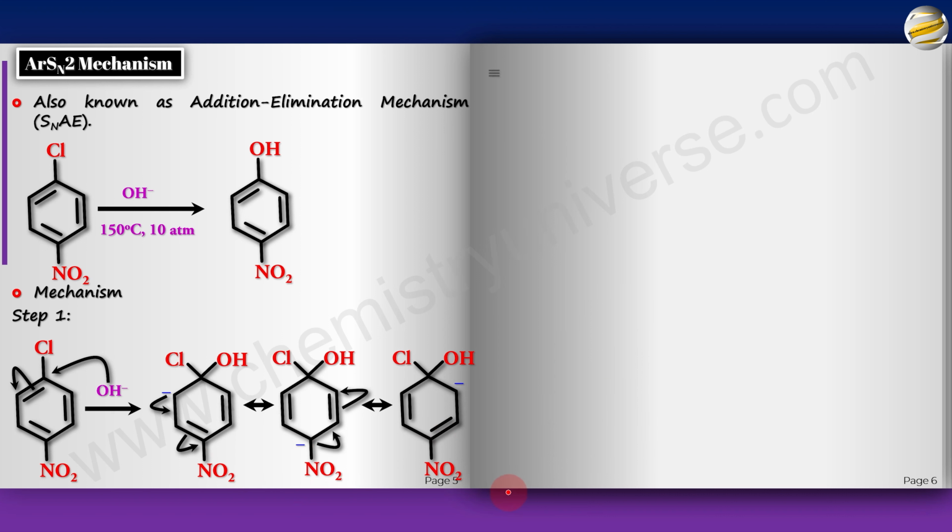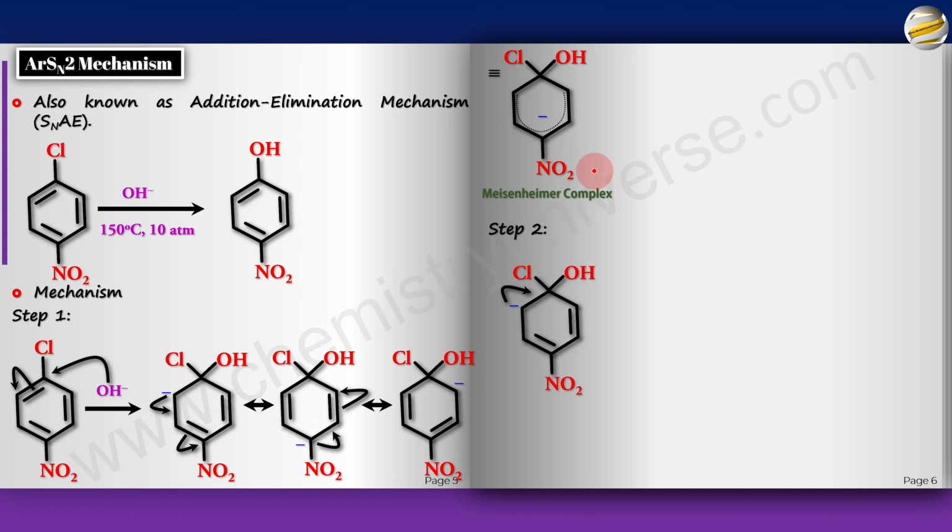And the resultant thing is you will get something like this. This is why we need a strong withdrawing group at ortho and para, because the negative comes at ortho, para, ortho, which is why we need a strong withdrawing group at these positions. And this is the hybrid. Now, this is called the Meisenheimer complex. Now, in the second step, the minus comes back and the leaving group Cl leaves, resulting in the product.